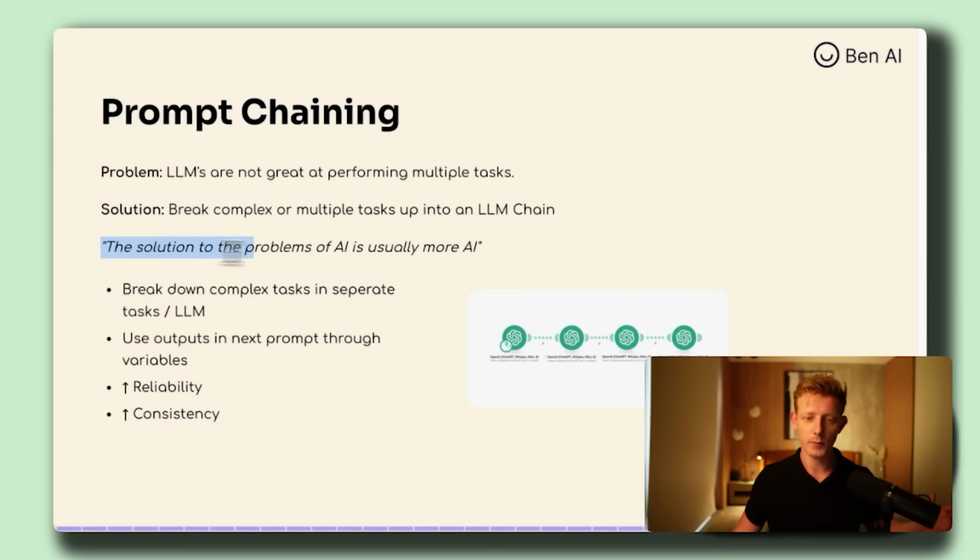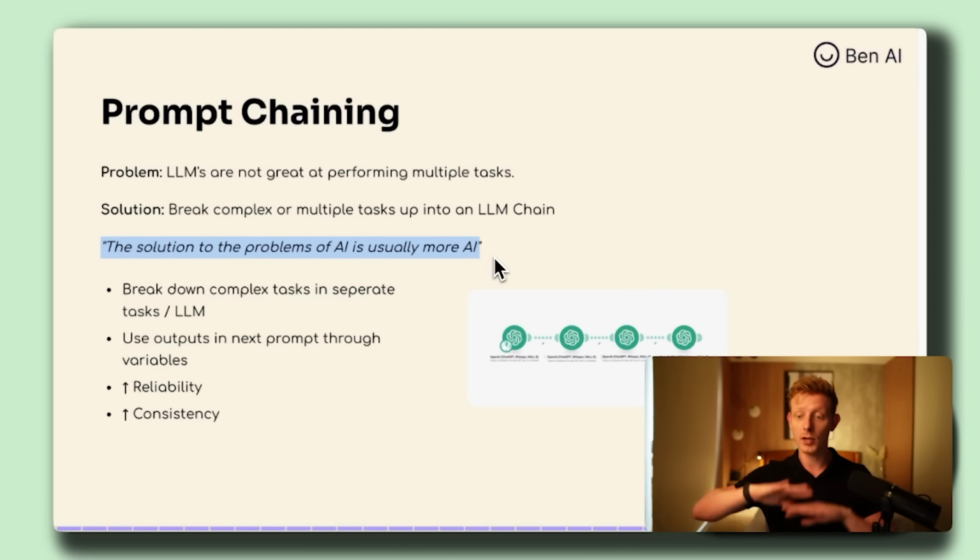So I put a line here, which I like: if you're finding problems or struggling with consistent outputs in your AI module, usually the solution is adding more AI. The solution to the problems of AI is usually more AI. That means usually breaking a larger complex task into multiple AI steps, and we use the outputs from the previous module in the next module. And that's how we can get the consistency and the reliability a lot higher.